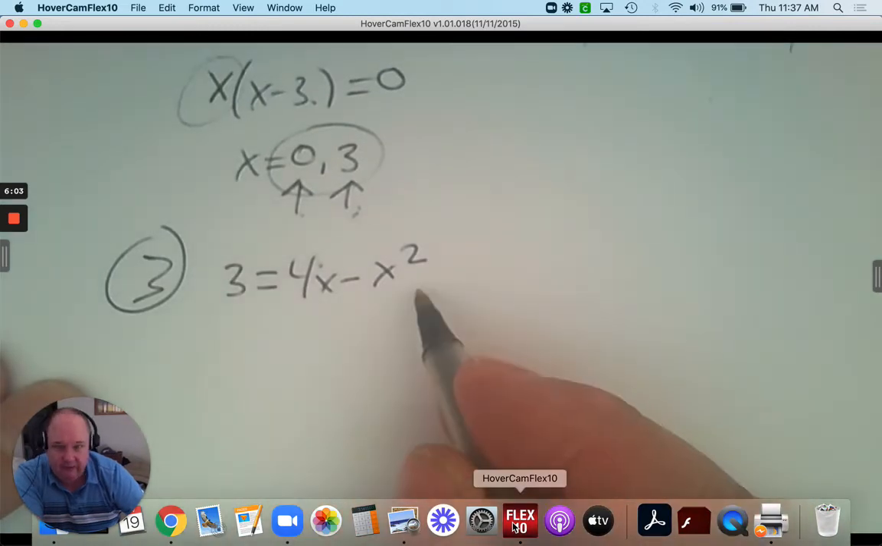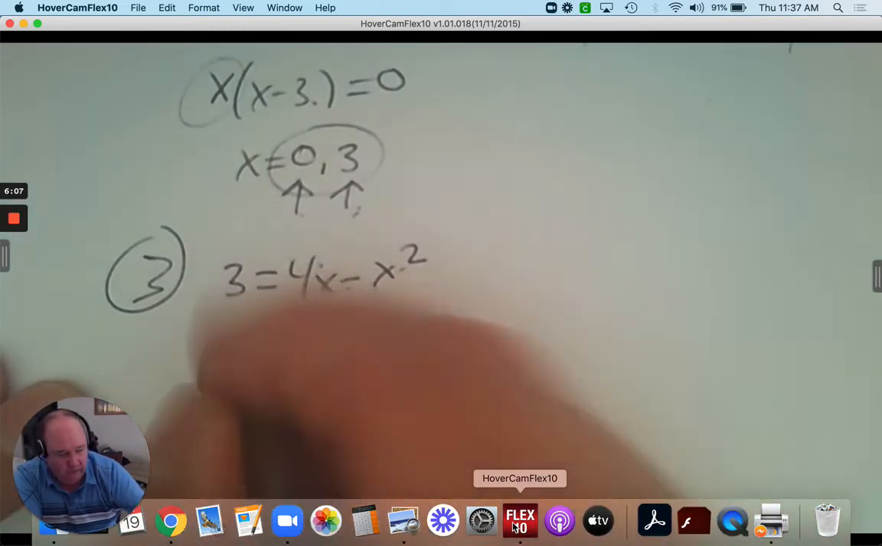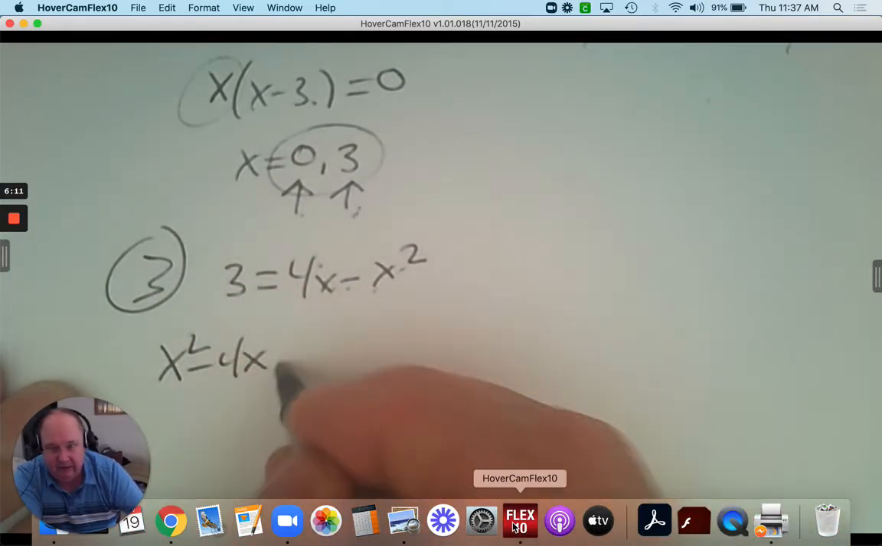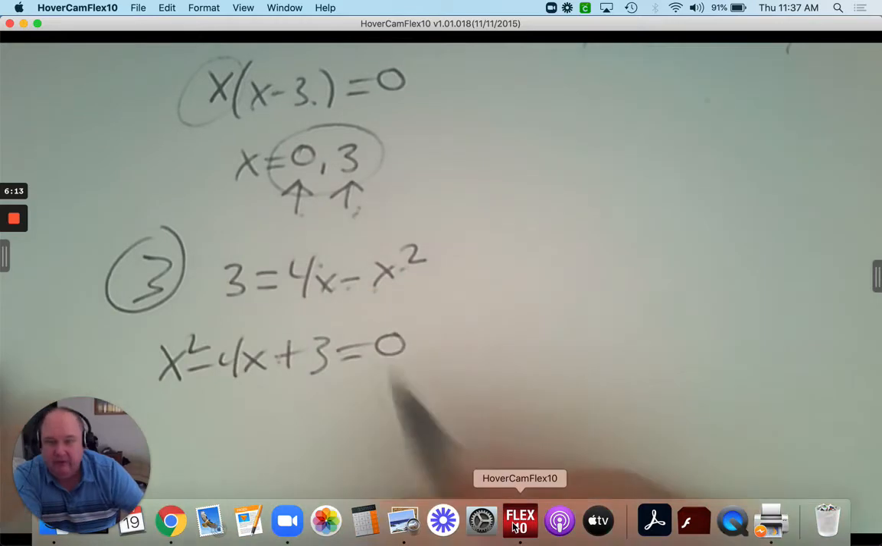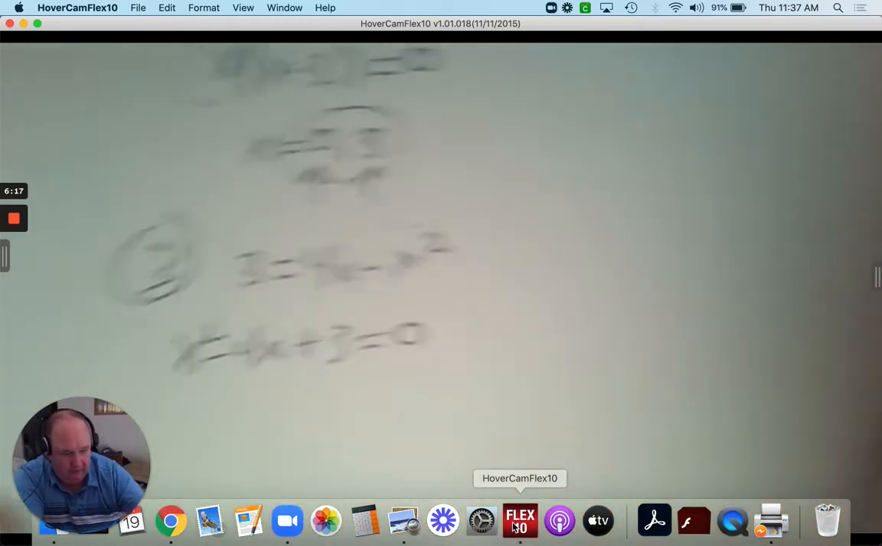So to solve this, it's a quadratic. I don't want my quadratic to be negative. So I'm going to add x squared, subtract 4x, and then 3 stays positive. So I want to make my quadratic term positive. This is a diamond. It's a trinomial.